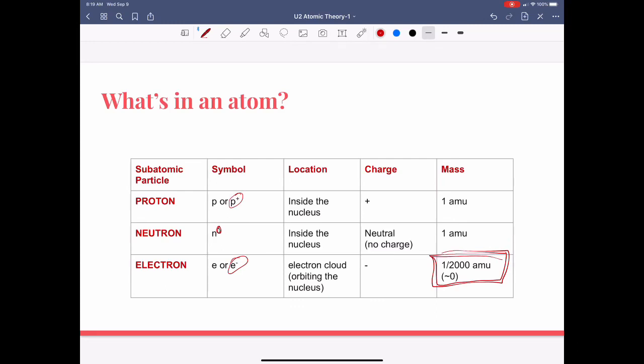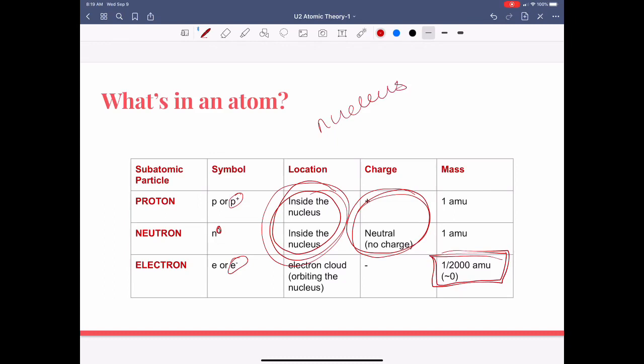Where are they located? We know that our protons and neutrons stay together inside of the nucleus. That, because they have a positive and a neutral charge, means that our nucleus, as we just looked at last slide, is going to be positively charged.